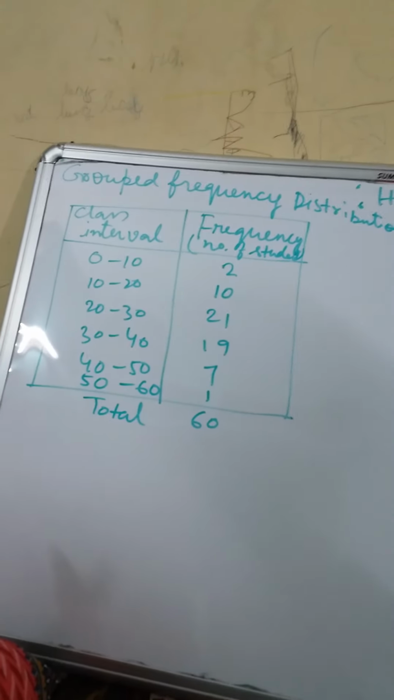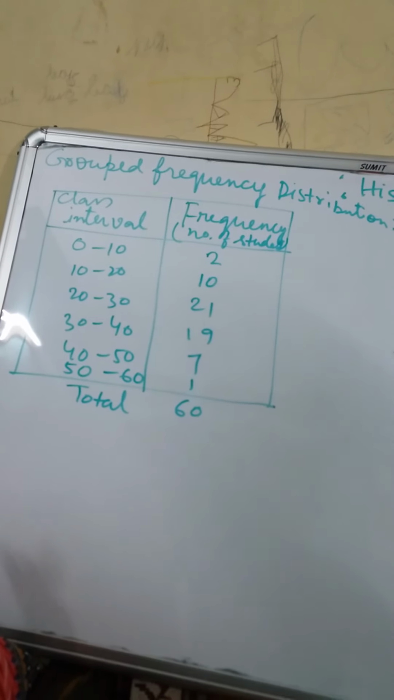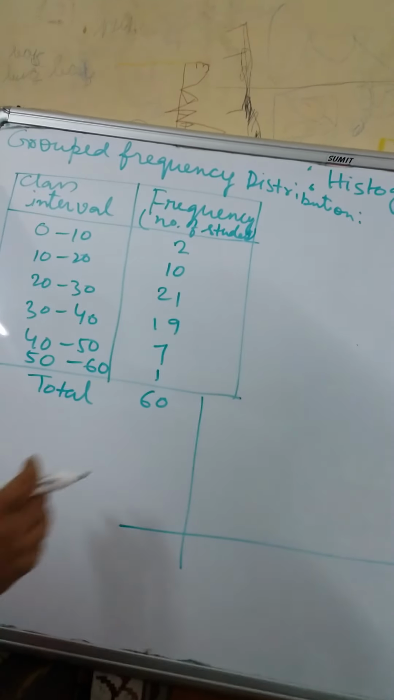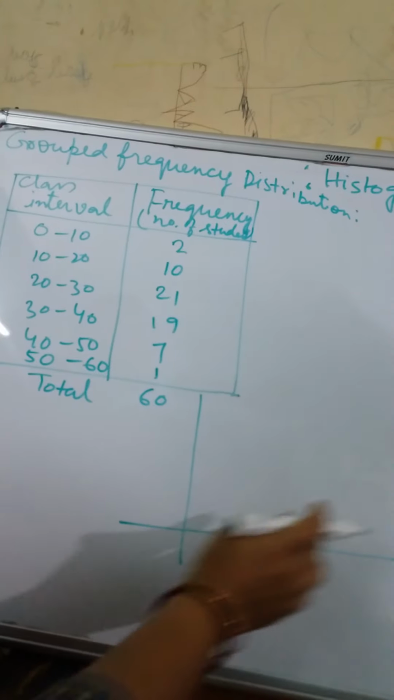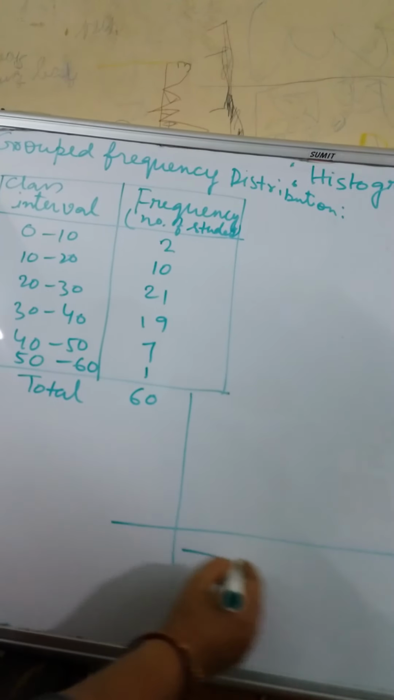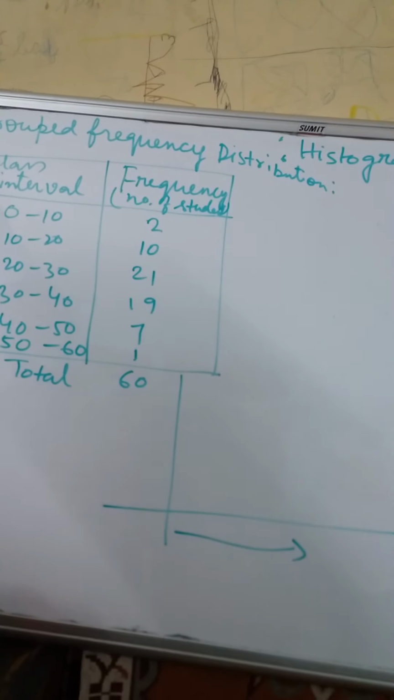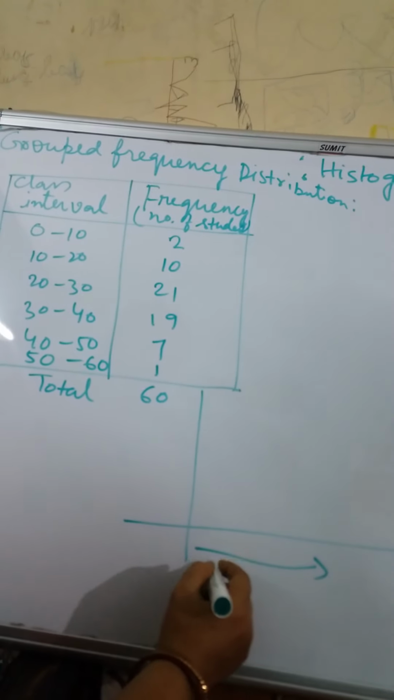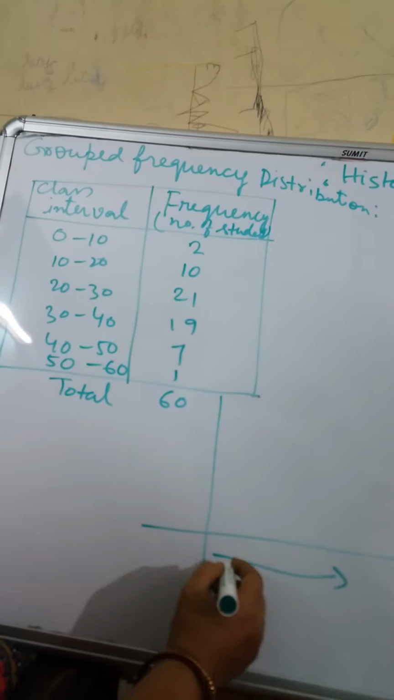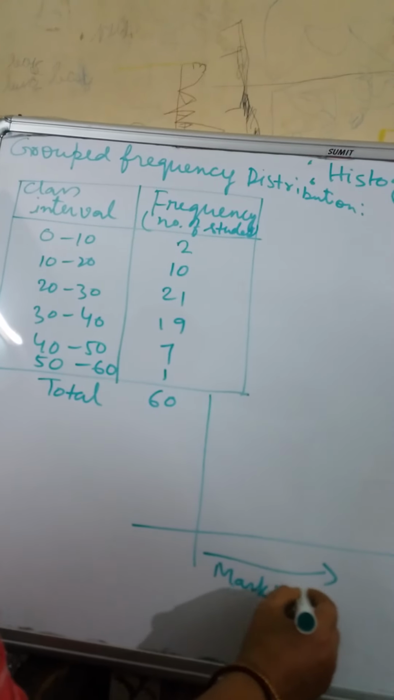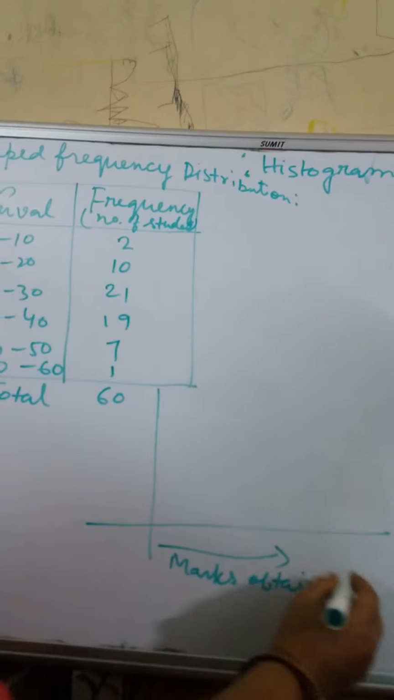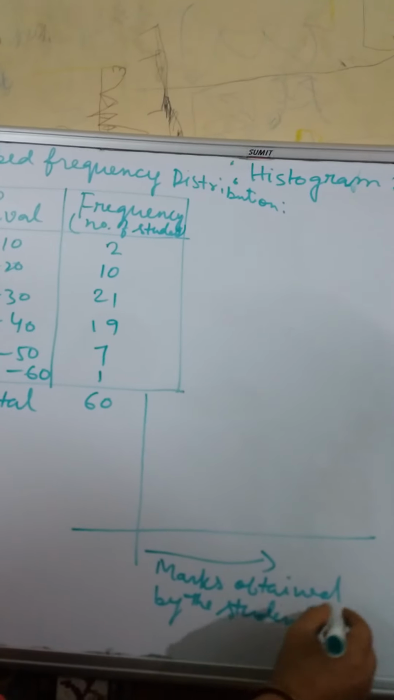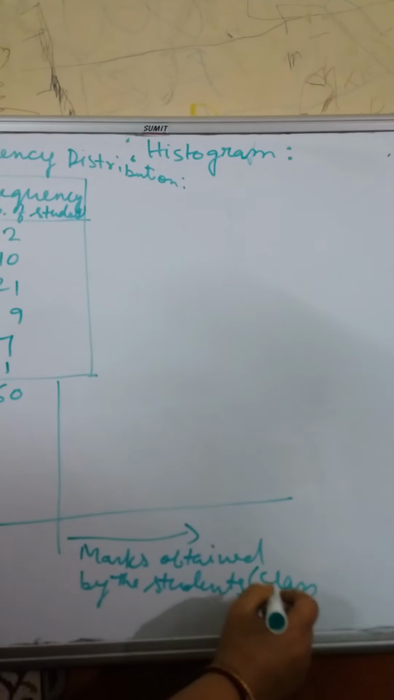Now we have to represent this on a graph paper. Okay, so we will take these 2 axes. Along this x axis we will take the marks obtained by the students, or class interval.